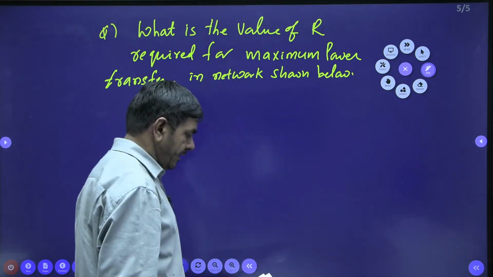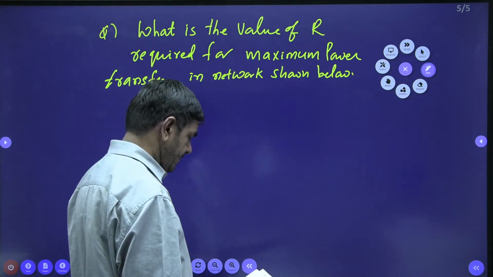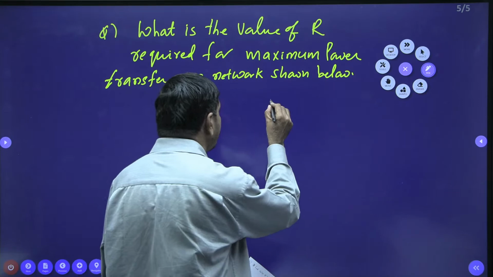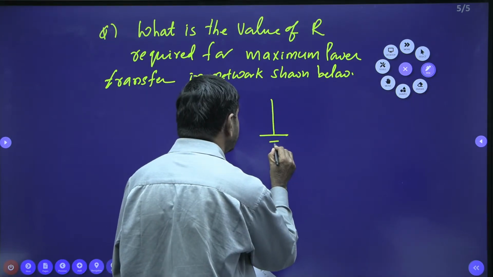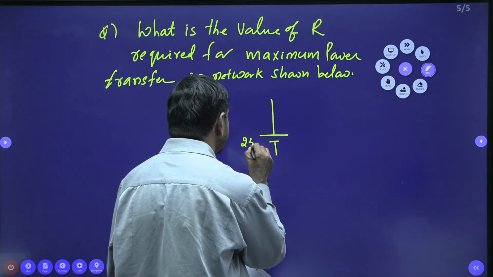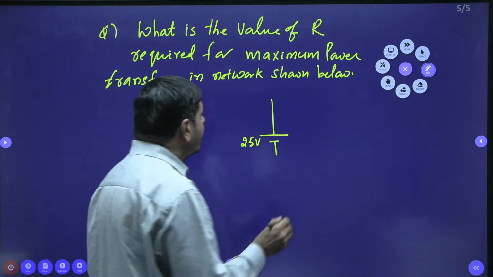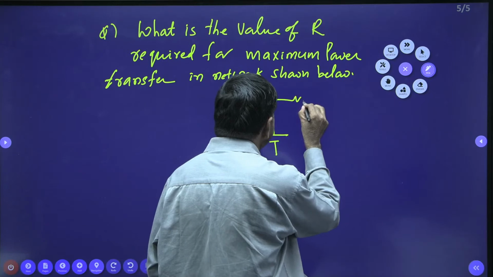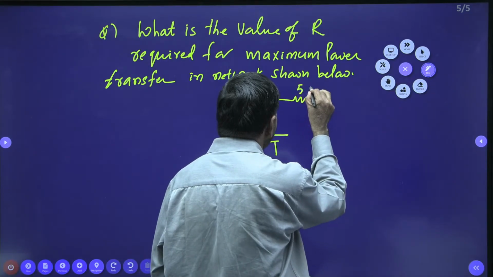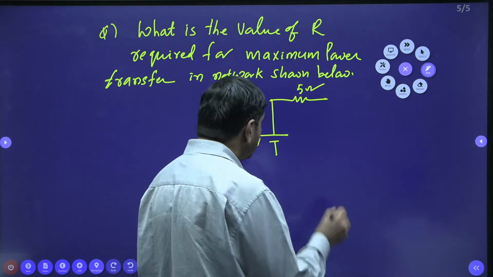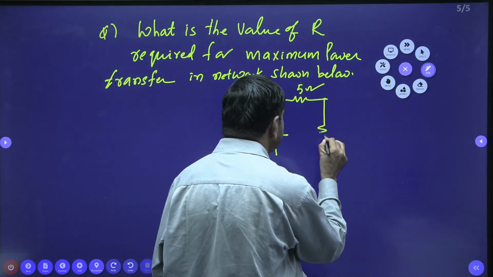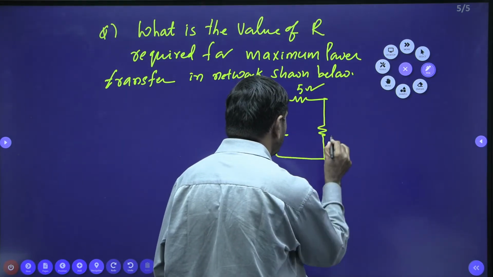And here the network is given like this. A 25 volt battery is given here. And here a 5 ohm resistor is connected. There is one 5 ohm resistor and a 20 ohm resistor this side. This is the 20 ohm resistor.